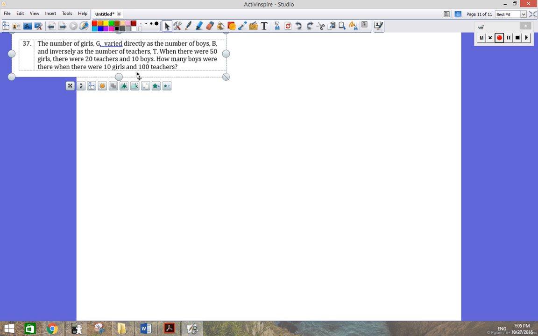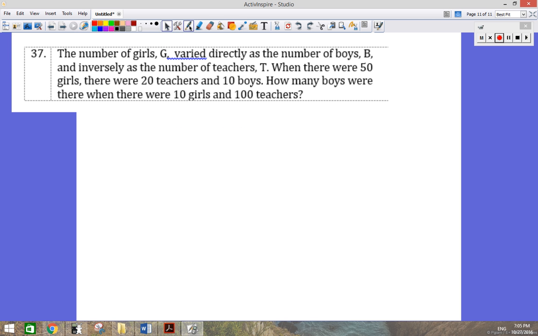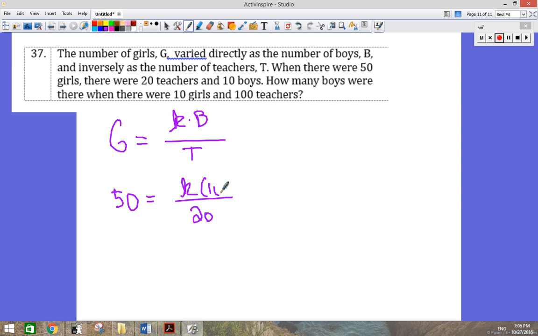The number of girls varies directly, so I'm thinking multiplication, so I've got G, my K is always in the numerator, directly as the number of boys, so that's multiplying by the number of boys, but then it says inversely with the number of teachers. Okay, so there's my equation. What follows next is enough information to figure out what K is. When there were 50 girls, on the left-hand side I've got 50. There were 20 teachers and 10 boys.